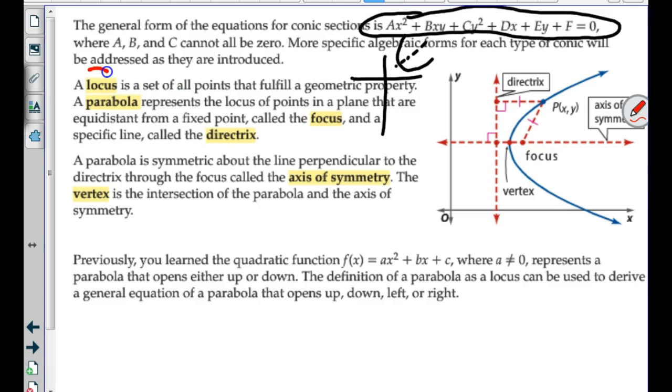The geometry definition for a parabola, first of all, a locus of points is a set of all points that fulfill a geometry property. Yesterday, the locus of points that made a circle was all points the same distance from the center. Okay? A parabola is the locus of points in a plane that are equidistant from a fixed point called the focus and a specific line called the directrix. These are the new terms today. If you had Honors Algebra 2, you've seen those words. If you had regular Algebra 2, you may have never heard of a focus and directrix.